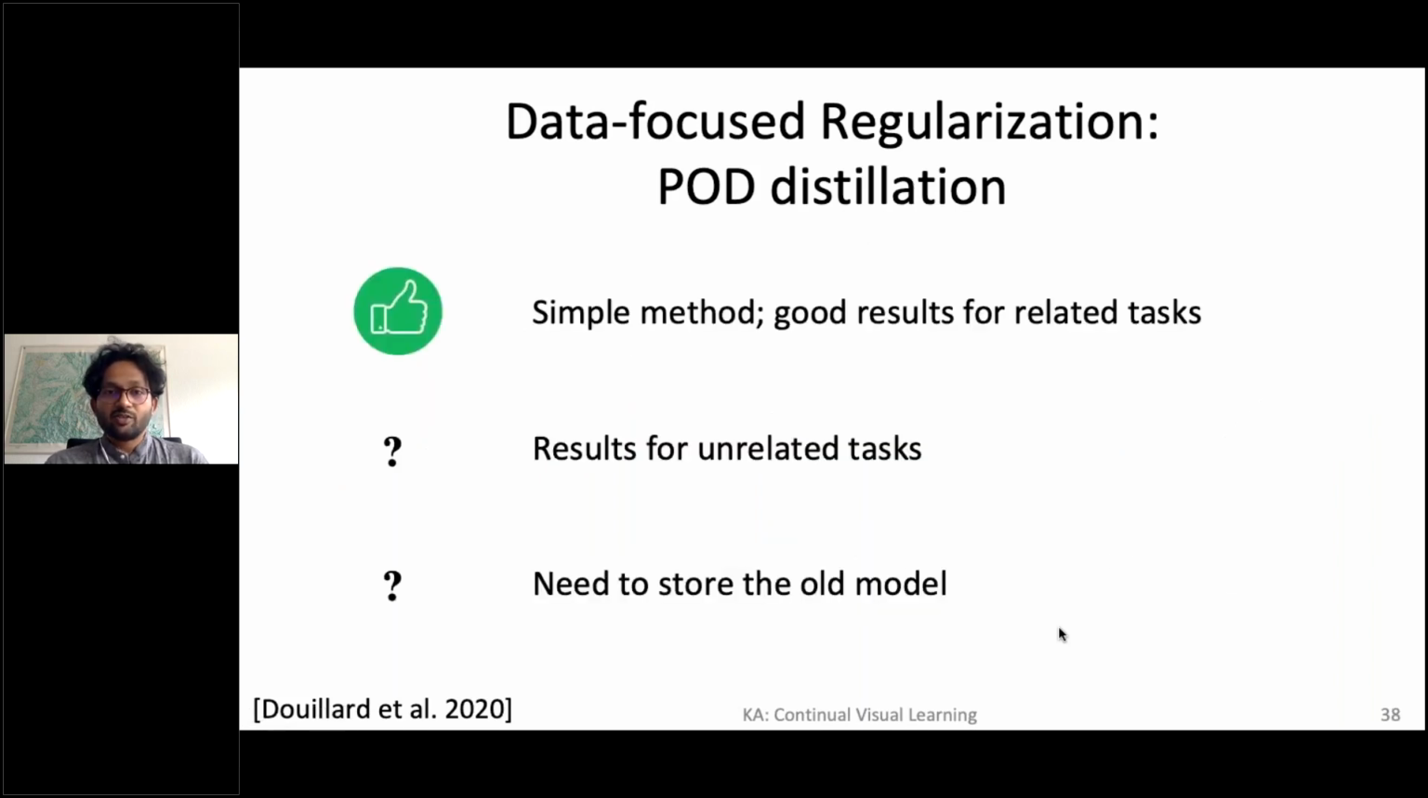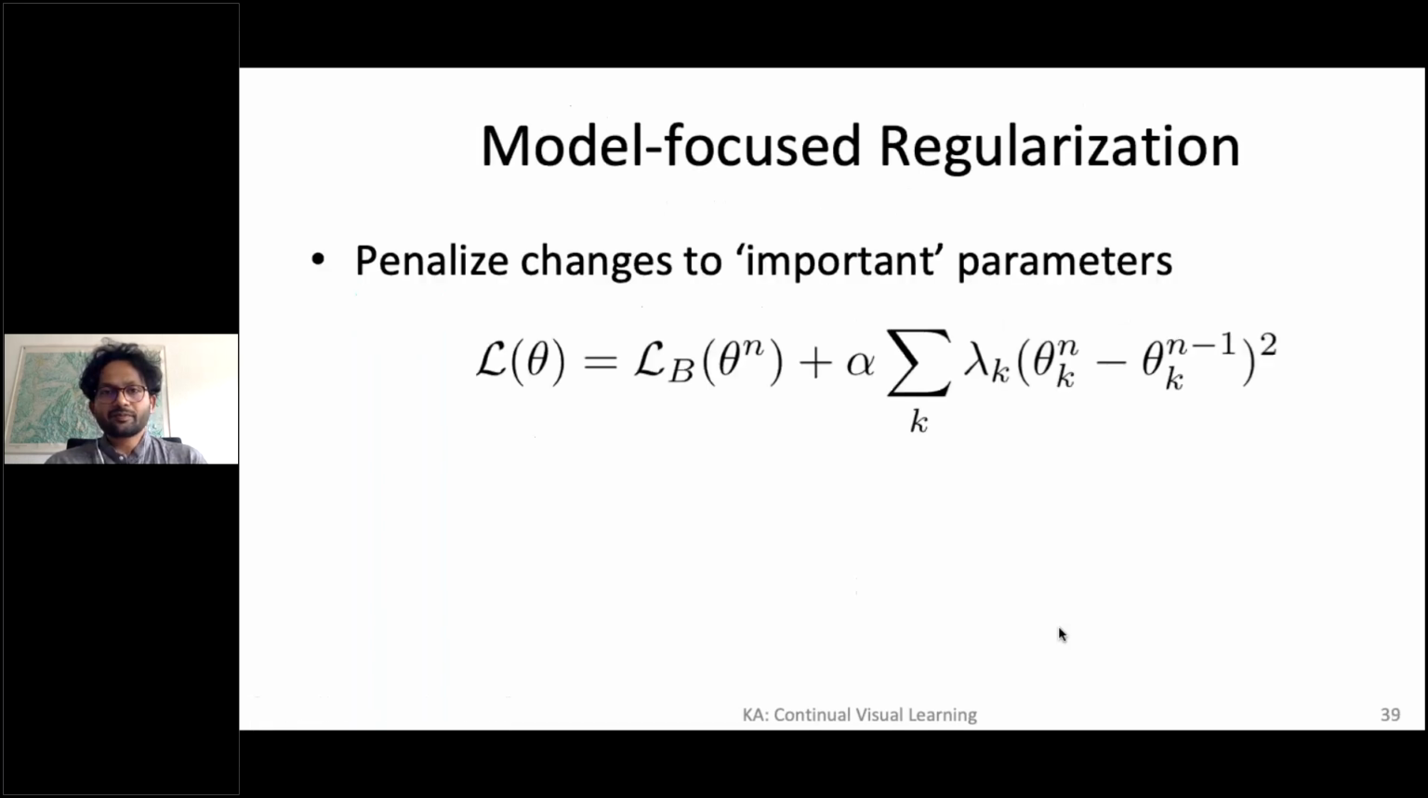Okay, so again, it is a related and a simple method, and it has shown very good results for related tasks. But with this particular PODNet, the results for unrelated tasks are unclear. And also there is a question of, again, you need to store the old model, which can be a significant cost depending on the type of the network that you have. Okay, so that was the subcategory of the data focused regularization.